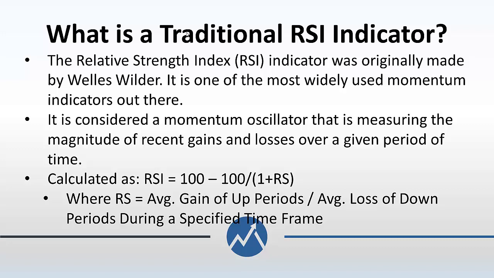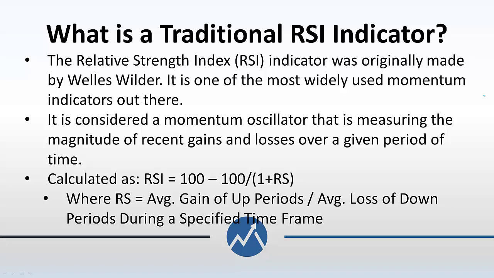It's considered a momentum oscillator, which means it goes up. All oscillator means, for those of you that don't know, is it goes up and down like this. It doesn't just continue to climb or continue to go down. It oscillates up and down. Alrighty. So pretty simple. It's considered a momentum oscillator that's measuring the magnitude of recent gains over the magnitude of recent losses over a given period of time.